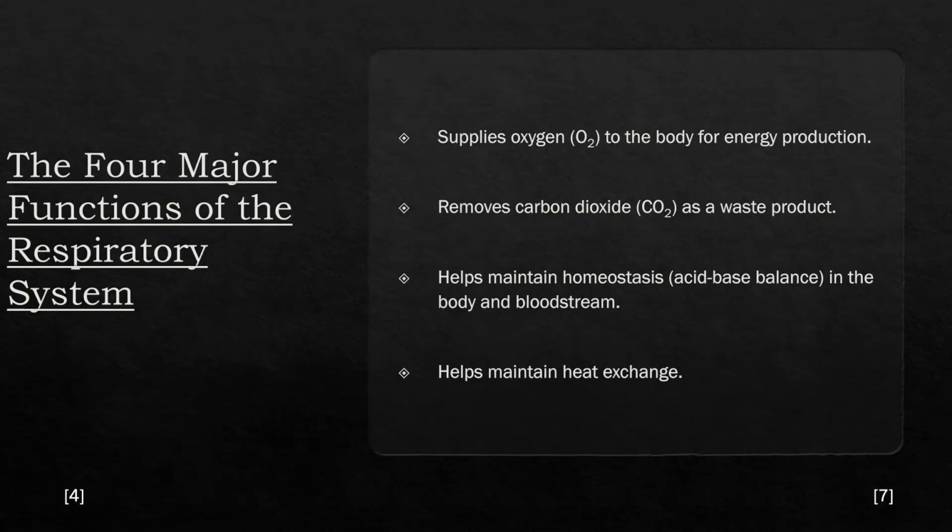The four major functions of the respiratory system are to supply the body with the O2 that it needs for energy production, also to remove carbon dioxide as a waste product, and it also helps to maintain homeostasis with acid-base balance in the body and the bloodstream. And when there are alterations in this, that's when you're going to see your acid-base imbalances, such as alkalosis and acidosis. And it also helps maintain heat exchange.